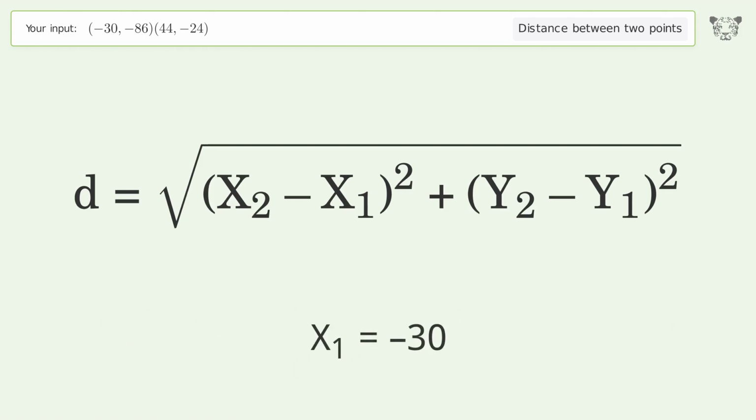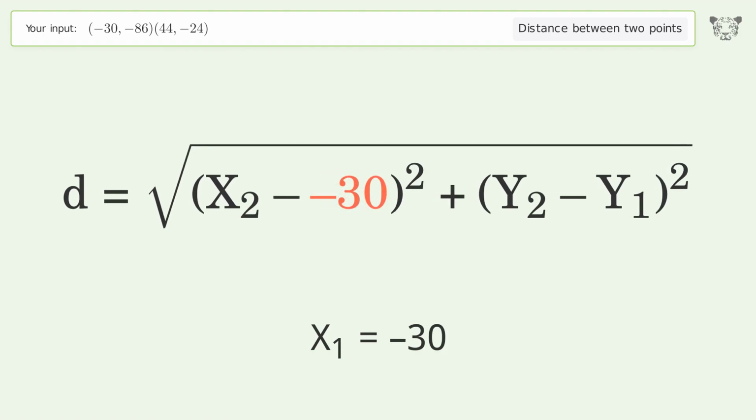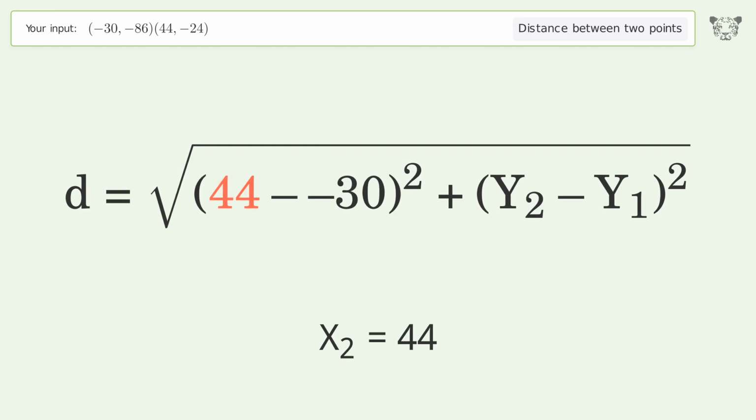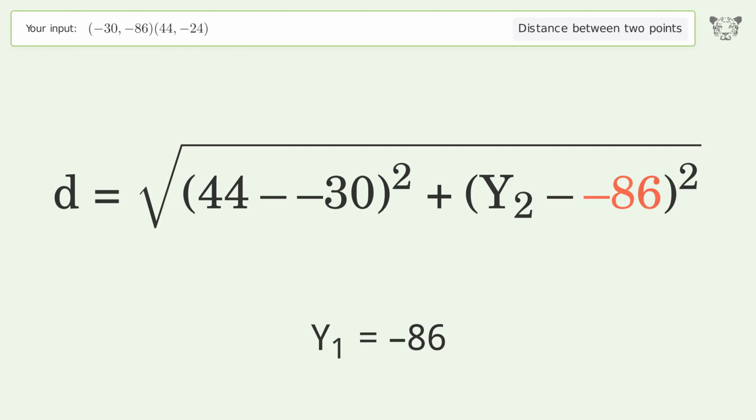x1 equals -30. x2 equals 44. y1 equals -86. y2 equals -24.